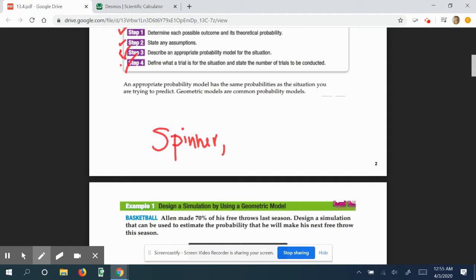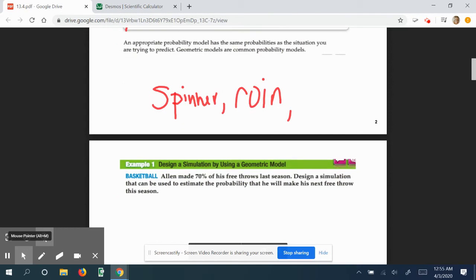Coins. We can flip a coin if there's two different things. Those are the two kind of common ones. There's a couple of other different ways we can do it.